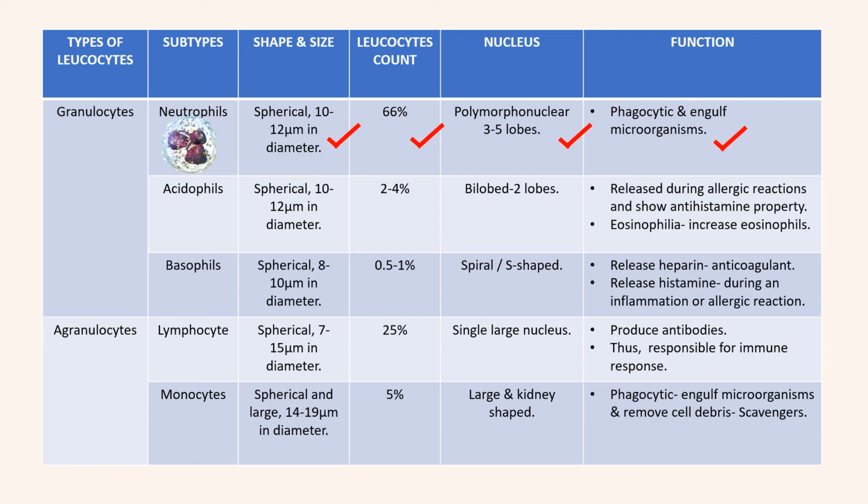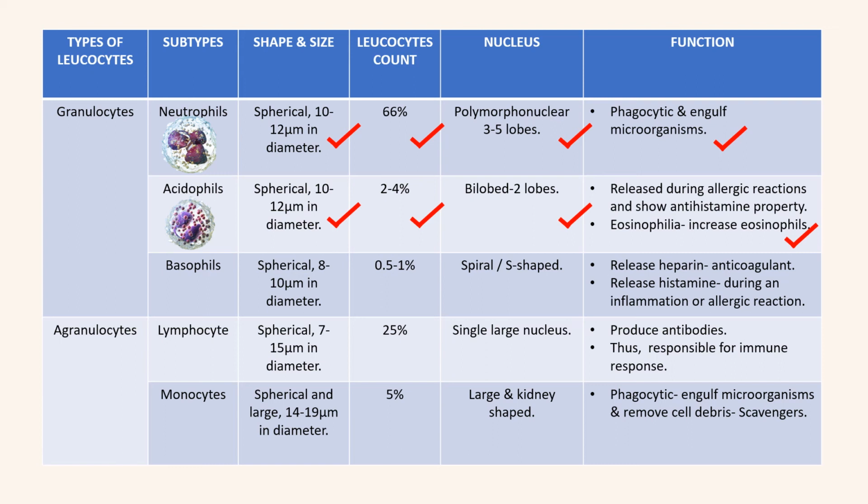The second type of granulocytes is acidophils, or eosinophils. These are also spherical, and about 10 to 12 micrometer in diameter. These contribute about 2 to 4% of the total leukocytes present in blood. Acidophils are bilobed, which means they have 2 lobes in the nucleus. Acidophils are generally released during allergic reactions. An increase of eosinophils in the body is known as eosinophilia.